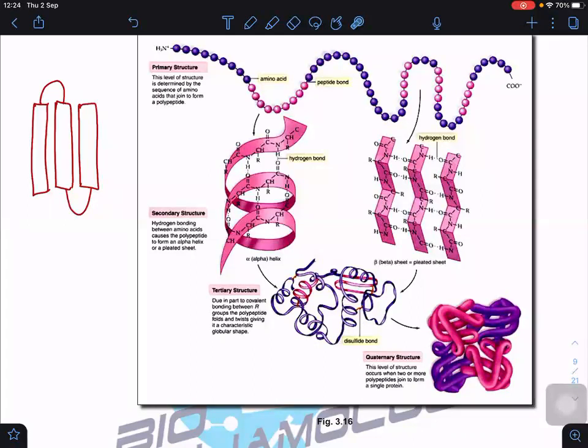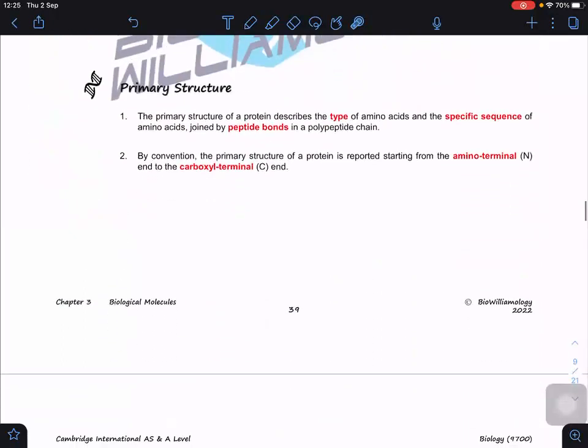For example, our hemoglobin molecule actually has 4 polypeptide chains joined together. So it means that we can analyze the hemoglobin molecule up to the quaternary structure. Some enzymes only go up to the tertiary, which means they only have 1 polypeptide, so we analyze them up to the tertiary structure only. Okay, now we're going to analyze them one by one, in detail. We're going to start with the primary structure.